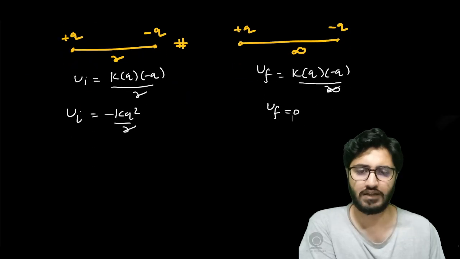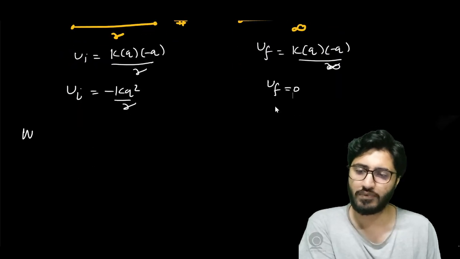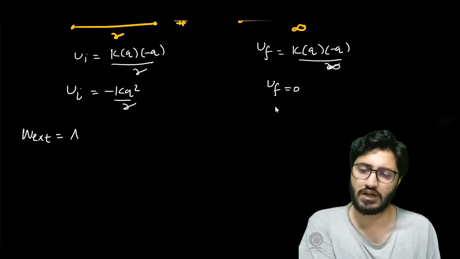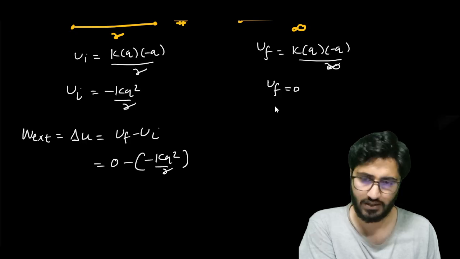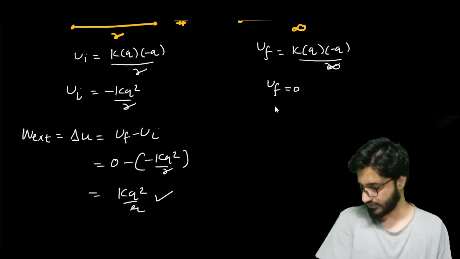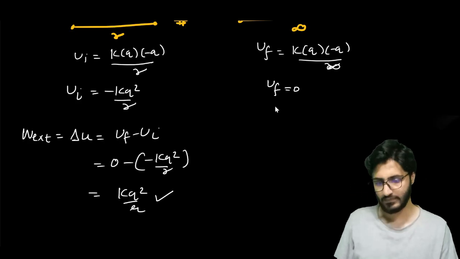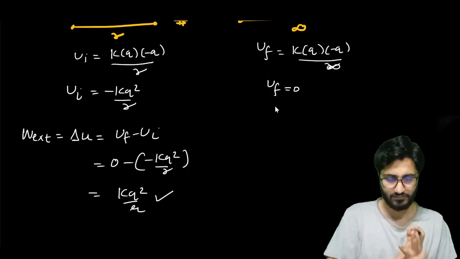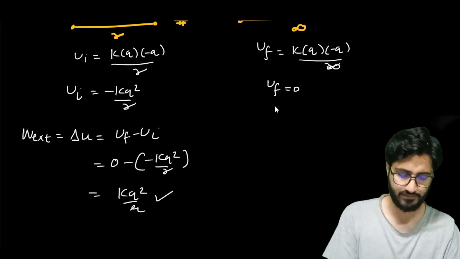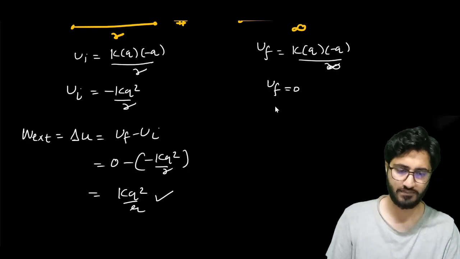So what can I write here? Work done by external force equals delta U. It is U final minus U initial. U final is 0, minus U initial which is minus KQ square divided by R. So I will get KQ square divided by R. This one is my answer. Done? Any problem? No problem.